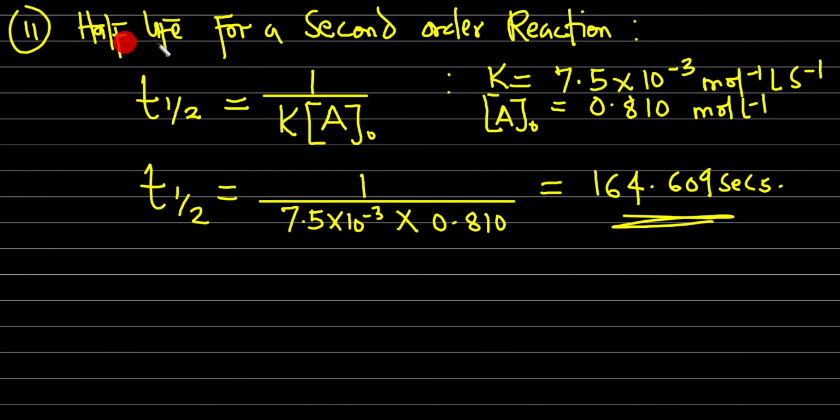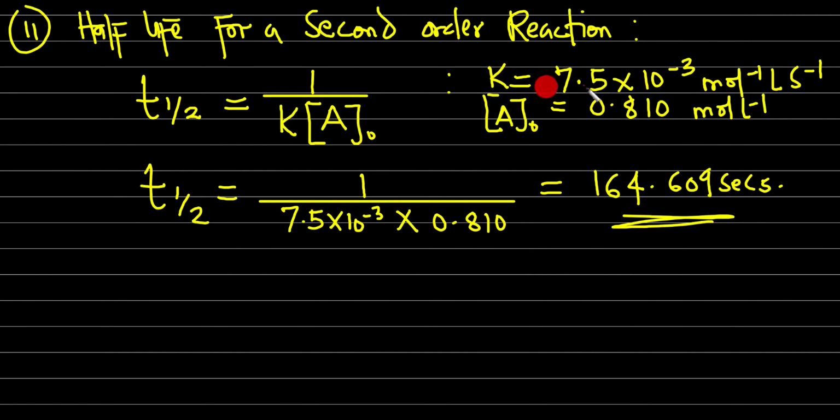Under this question, they asked us also to solve for the half-life. If you could recall, I told us, and I'm still going to keep saying it, that half-life for various orders of reaction have different formulas. This particular formula is that of a second order reaction. So t half equals 1 over k times the initial concentration.